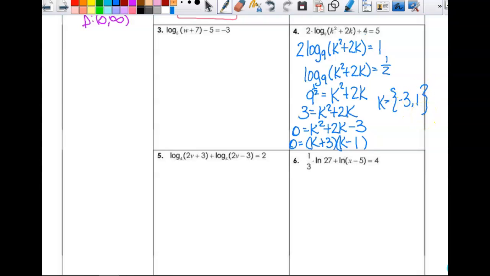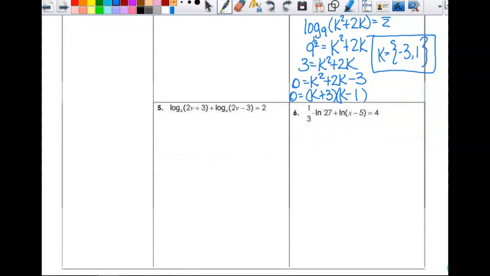And I have to check both of them, because maybe they both work, maybe one works, maybe neither one of them works. So if I take negative 3 and I substitute it in here, I'm going to square it, and that becomes a positive 9 plus a negative 6, so that's still positive, so negative 3 works. I put the 1 in there, everything's positive, so they both work and it's good. We good? Questions? All right, let's look at number 5.